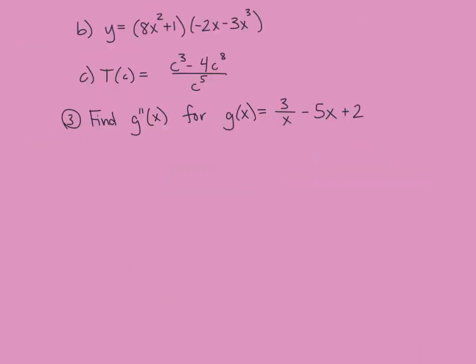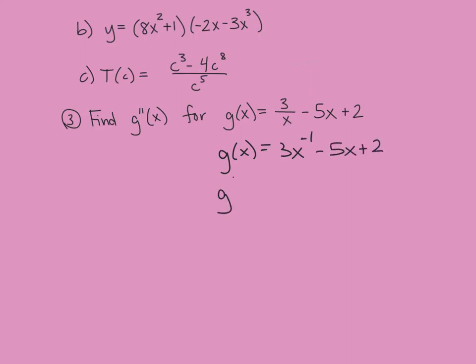In problem number 3, we want to find g double prime, and so that just means we're going to find two derivatives, the derivative of the derivative. So I'm actually going to rewrite g of x and not do any calculus just yet. I'm going to rewrite g of x so we can use the power rule more easily. It's 3x to the negative 1 minus 5x plus 2.